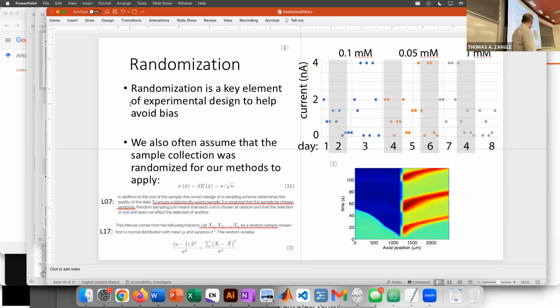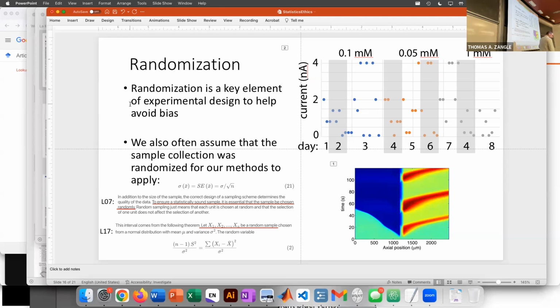So one way of dealing with this is randomization. Randomization is a key element of experimental design that can help avoid bias. I showed data from a set of experiments I ran at one point as a graduate student with a number of different conditions. It was different microchannel sizes shown as different colors, different currents, and different concentrations of salt that I was running through the channel. So I had a 3-factor experimental design.